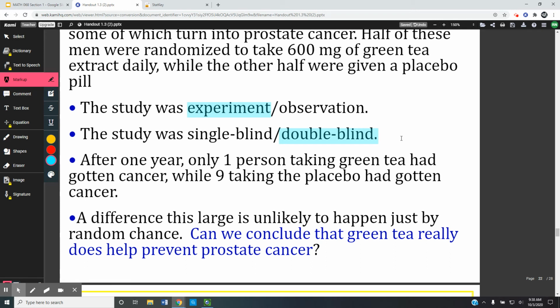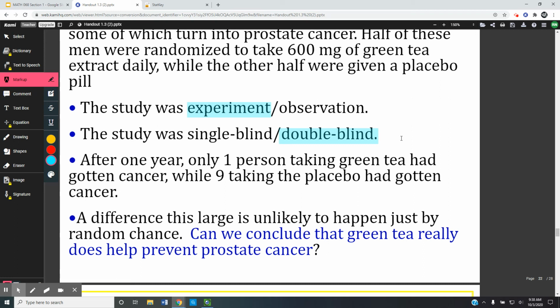After 1 year, only one person taking green tea had gotten cancer, while 9 taking placebo had gotten cancer. That is a distinguishable difference. Okay, that's important because remember, if it came back and it was 4 and 5, then it would be okay. Well, it's almost the same. Exactly. It's 1 versus 9. A difference this large is unlikely to happen by chance.